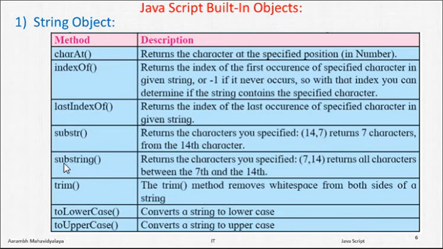Then next method is substring. It returns the characters you specified. Here the example is 7,14, which returns all characters between the 7th and the 14th character. If your data string has a large number of characters and we provide the substring as 7,14, then it will start displaying the data from character 7 to character 14.